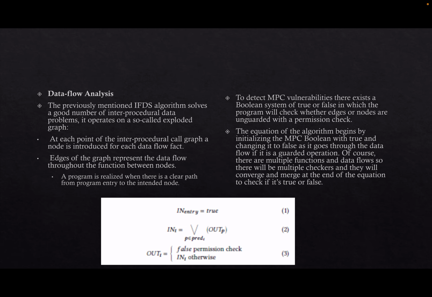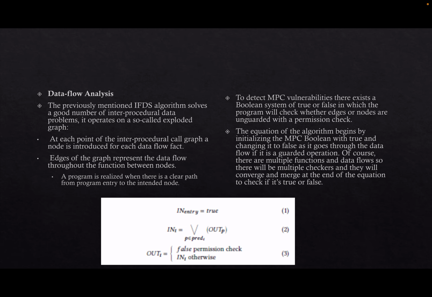The second thing is data flow analysis. As previously mentioned, the IFDS algorithm solves a good number of interprocedural data flow problems. It operates on a so-called exploded graph. At each point of the interprocedural call graph, a node is introduced for each data flow fact. Edges of the graph represent the data flow throughout the function between the nodes. A fact is realized when there is a clear path from the program entry to the intended node.